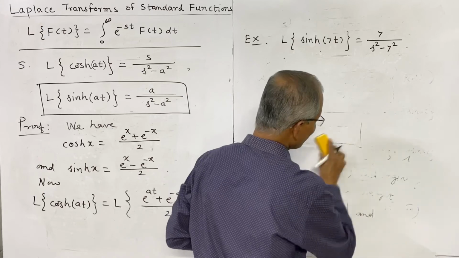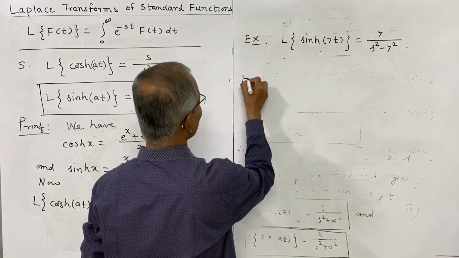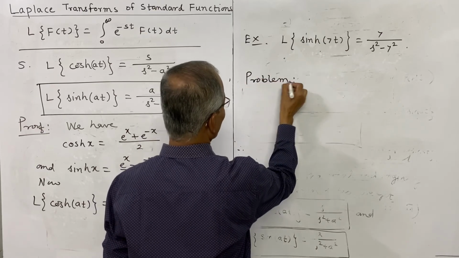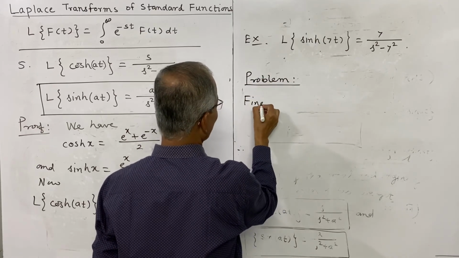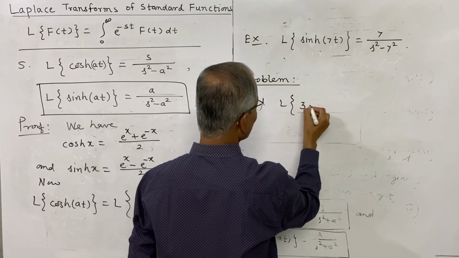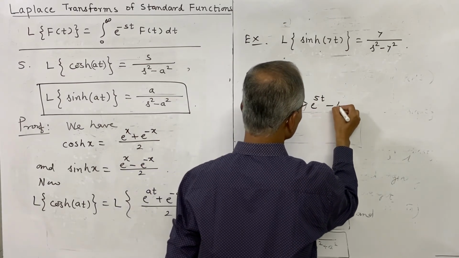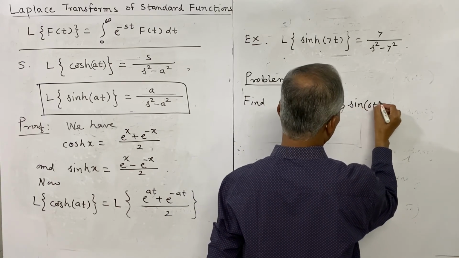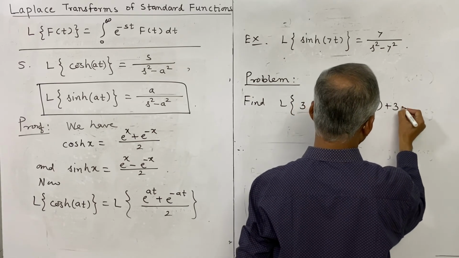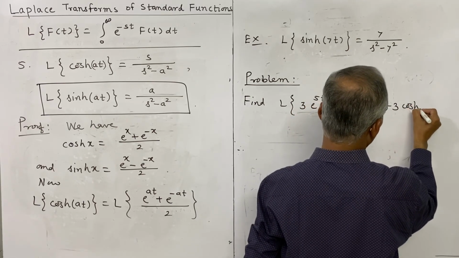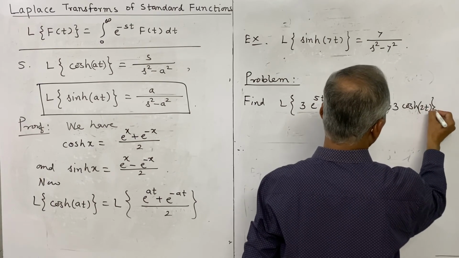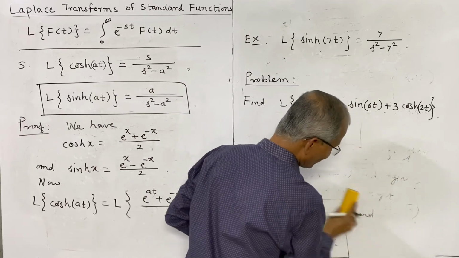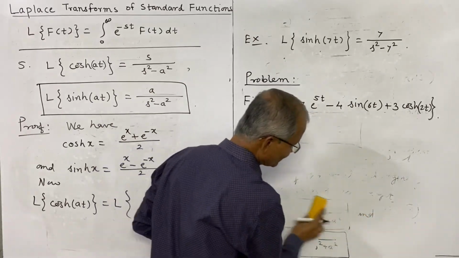Thus we have obtained the Laplace transform of some standard functions. One general example we shall have as a problem: find the Laplace transform of L of 3 e to the power 5t minus 4 sine 6t plus 3 hyperbolic cos 2t. Find the Laplace transform of this. And now it depends only on the linearity property and standard formulae.